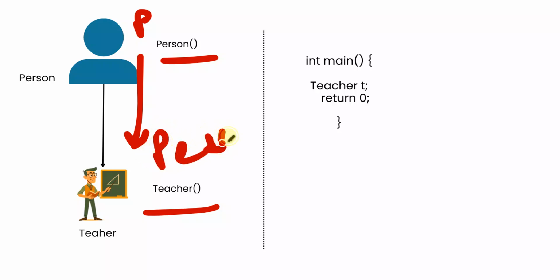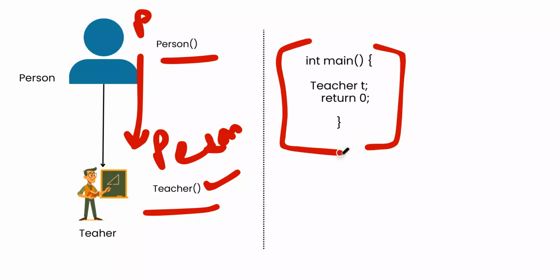One is the person constructor, which is inherited from the person class, and the second is the teacher constructor, which is its own. So the issue is which constructor will run first. If you write it like that, which constructor will run first? This is the issue. We need a solution for that.